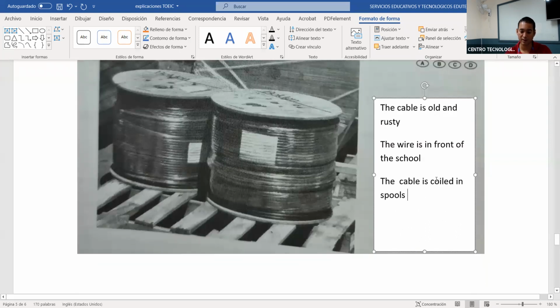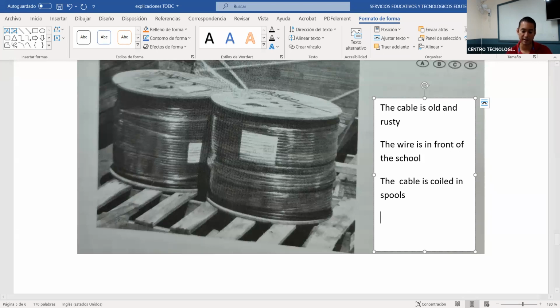Probably you didn't know coil, and probably you didn't know spools. Okay, but don't worry. If you use the right techniques, you will be able to cross out the remaining choices, and then you get to the right one.